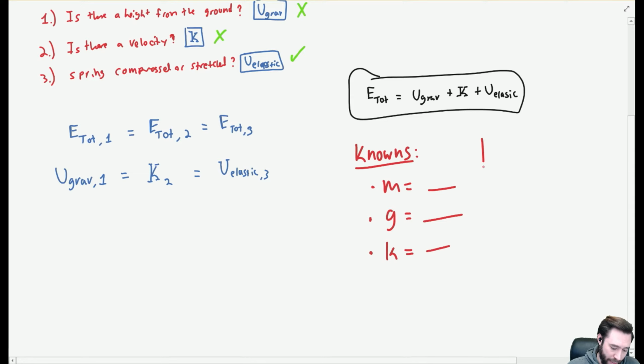And I'm going to ask you to find the velocity at state 2. And then I'm also going to ask you, what is the amount of the spring, how much did the spring compress at state 3? Oh, and I guess I need to give you the height.